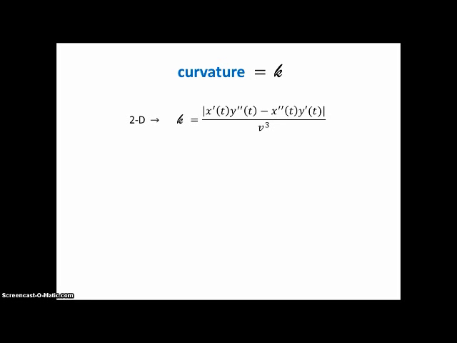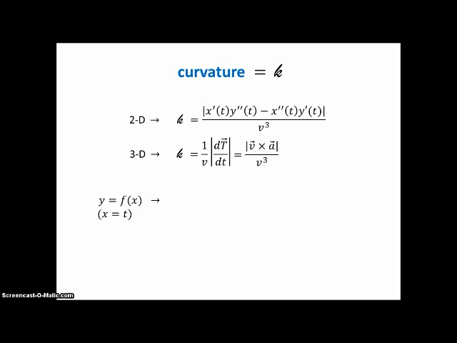In 2 dimensions, here's our handy-dandy formula. In 3 dimensions, one possible formula is the reciprocal of the length of the velocity vector times the length of the derivative of the tangent vector with respect to t. But that's usually very messy, so instead I prefer this formula for curvature, which is the length of the cross product of the velocity vector with the acceleration vector over the length of the velocity vector cubed.